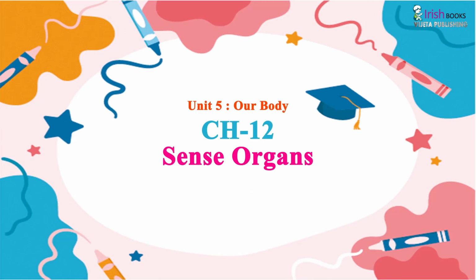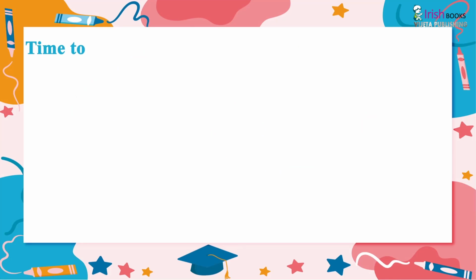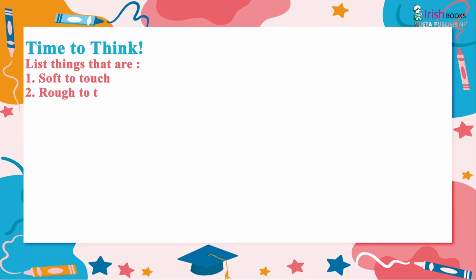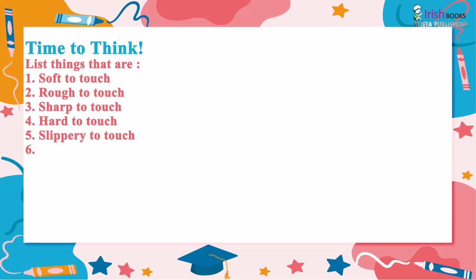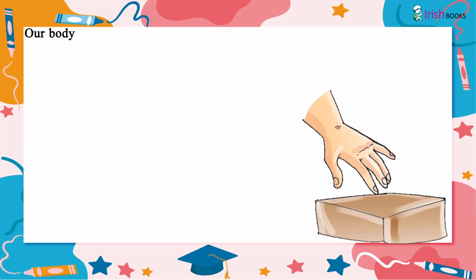Unit 5. Our body. Chapter 12. Sense organs. Time to think. List things that are soft to touch, rough to touch, sharp to touch, hard to touch, slippery to touch, wet to touch. Our body has 5 sense organs.